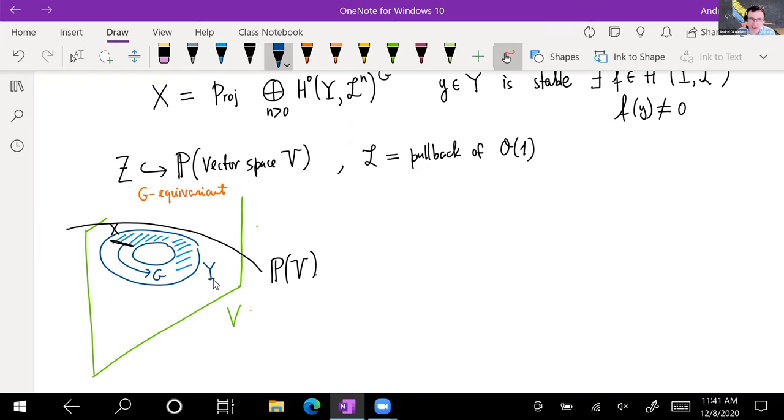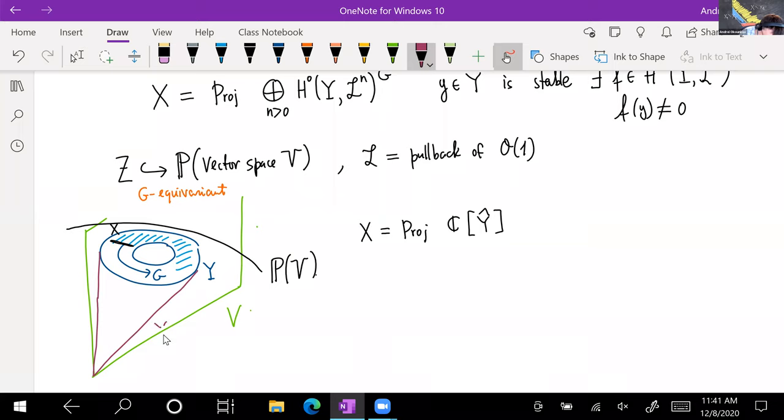And so what are we talking about here? We're talking about X being the Proj of the homogeneous coordinate ring of the cone over Y. All sections of L are just homogeneous forms on the cone over Y. This is the cone over Y, and then we take G invariants. So that's the picture. And when is a point unstable? It means there's no homogeneous polynomial of positive degree, G invariant, which is non-vanishing on this point.